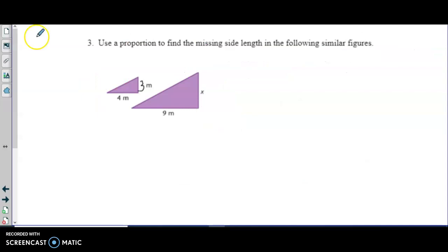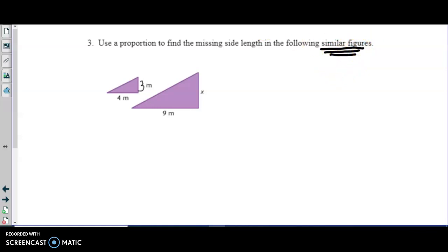All right, use a proportion to find the missing side length of the following similar triangles. So in this case, it tells us that they're similar. So we already know that the corresponding angles are equal, and we already know that the corresponding sides are proportional.